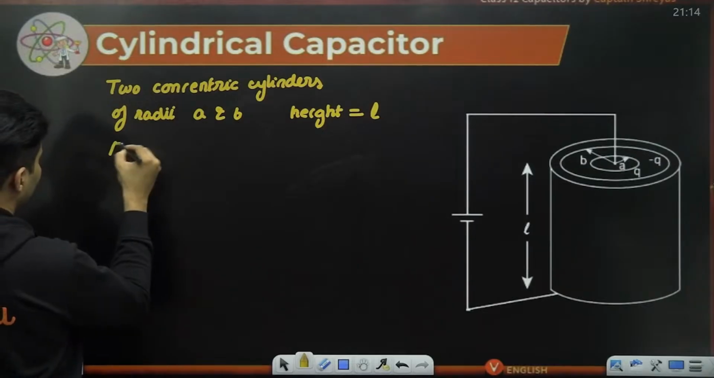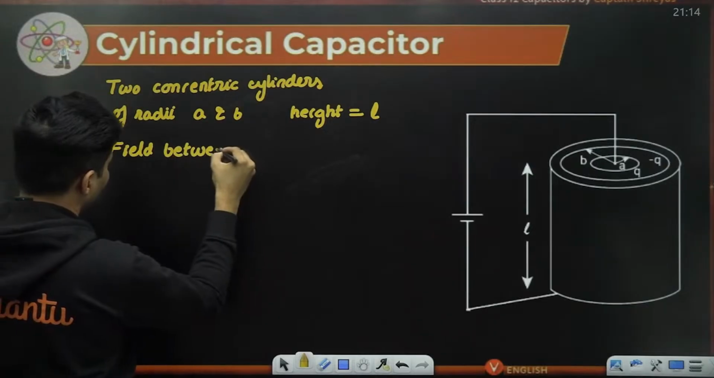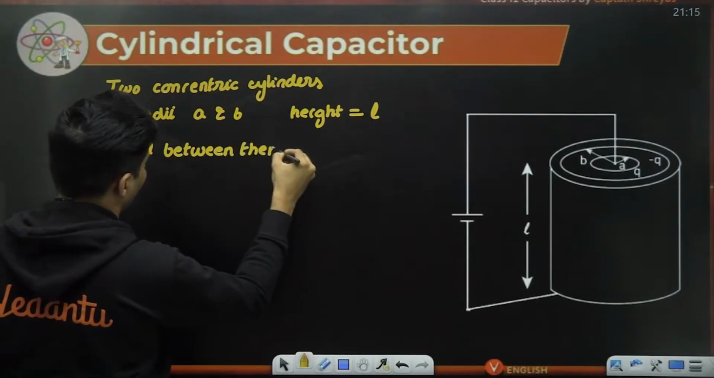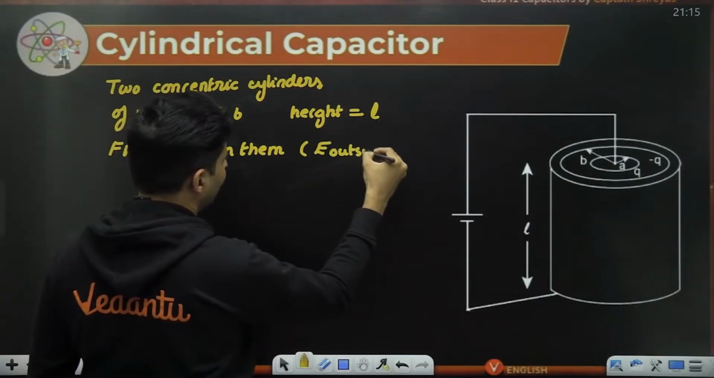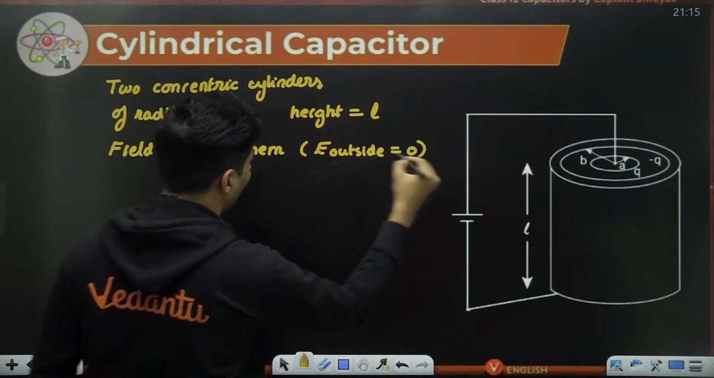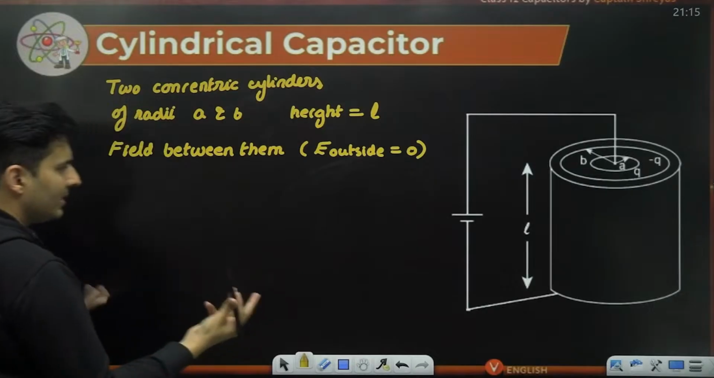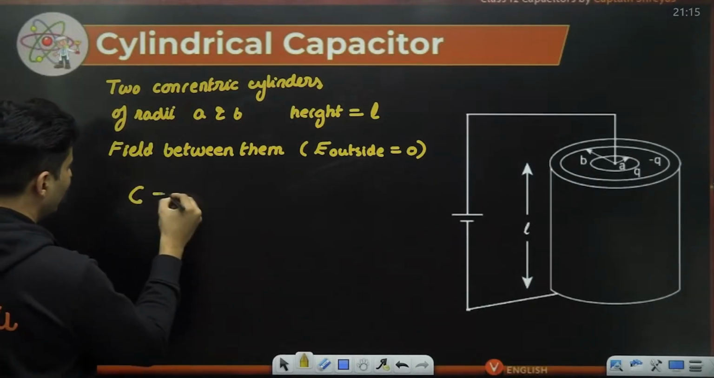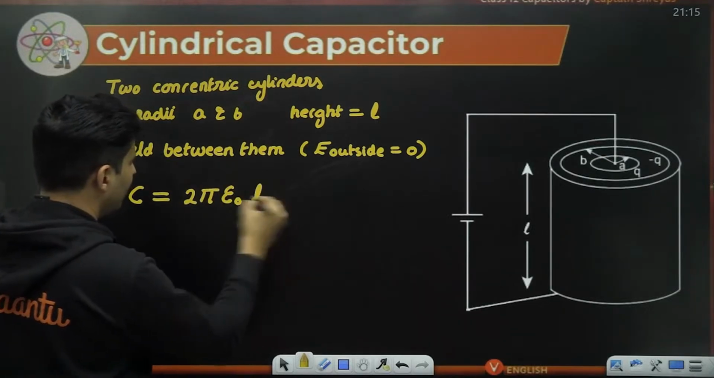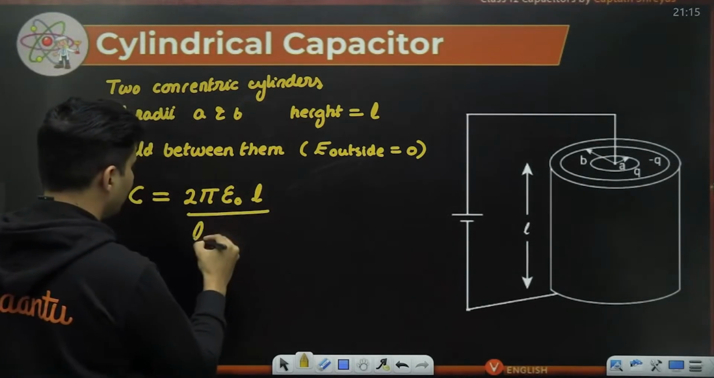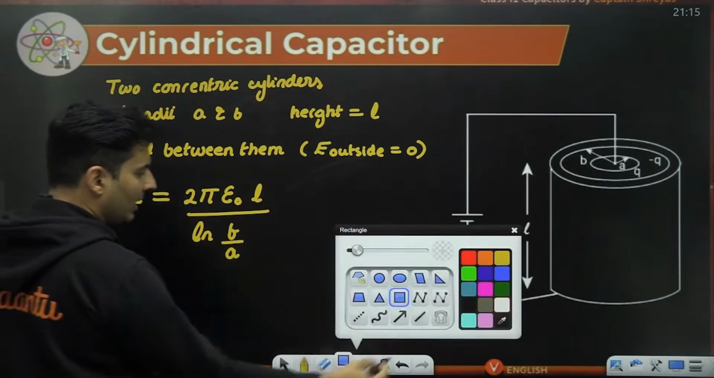And there is field between them. Electric field outside is always going to be 0. And one of the cylinders is positive, one of the cylinders is negatively charged. So you will get that the capacitance is 2 pi epsilon naught L, and here you will have log of B by A. This is the formula that you get.